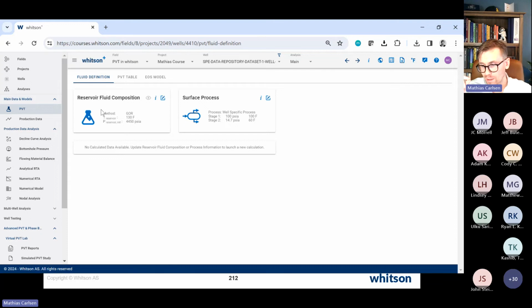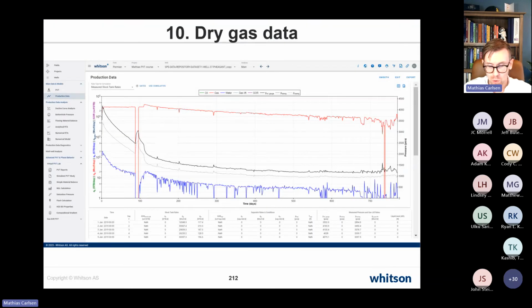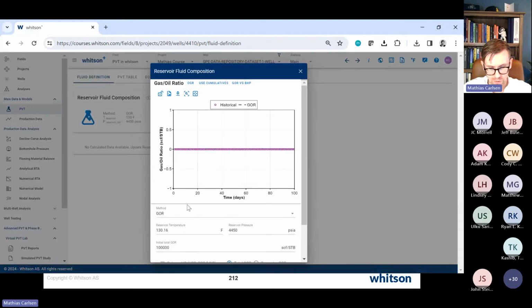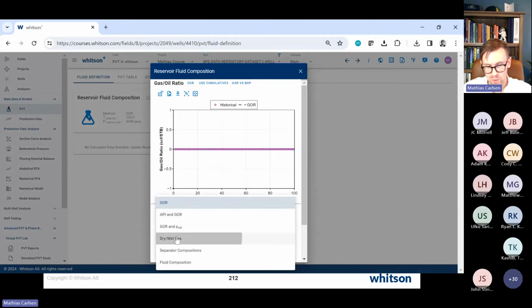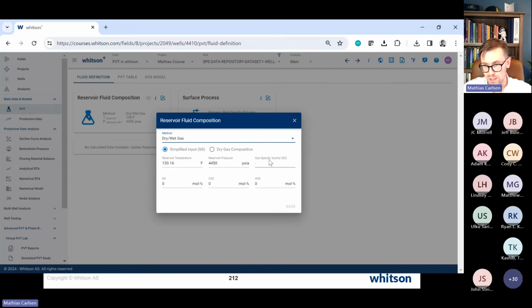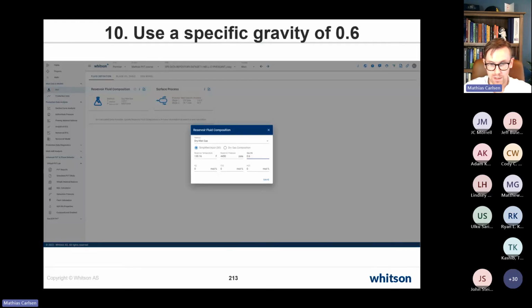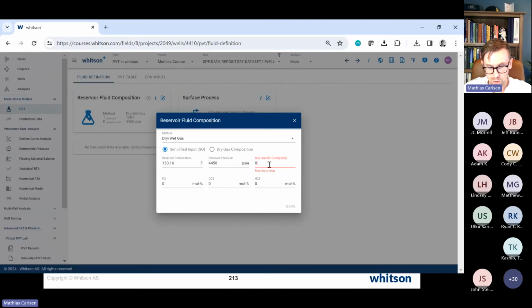But when you have a well like this that only has gas data, you can't use any of the GOR methods, etc. So you need to flip down to the dry and wet gas input, which you see here. It will ask you for a specific gravity input. So that's relevant for everybody that's dealing with dry gases. And in this case, we're going to use a specific gravity of 0.6.